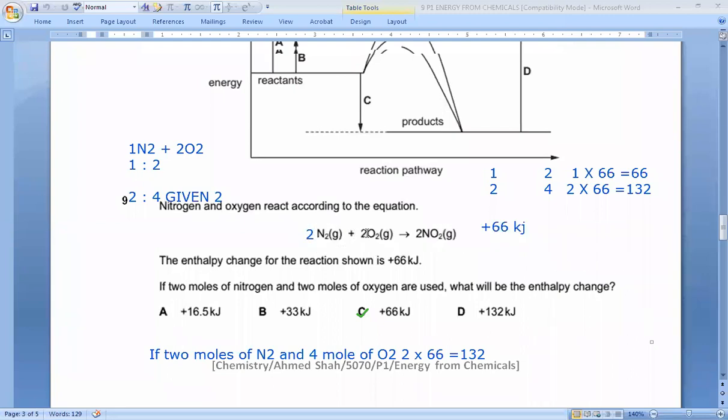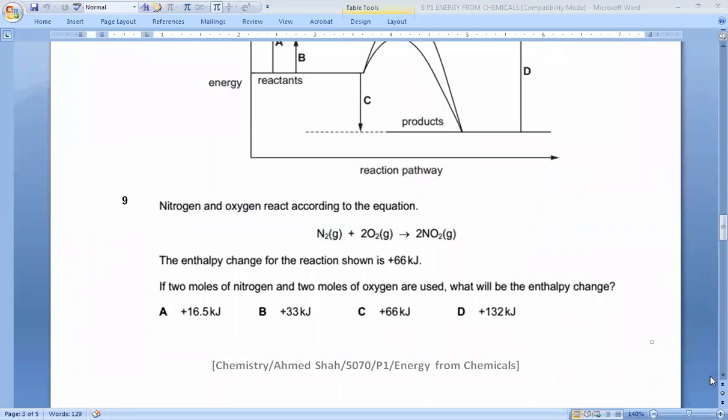One thing is greater, it looks like a limiting reactant. One nitrogen combined with two oxygen, so 2 moles of nitrogen combined with 4 moles of oxygen. But the question is given 2 moles of nitrogen, 2 moles of oxygen. There is no change in answer. But if 2 moles of nitrogen combined with 4 moles of oxygen, then we can say that 132 kilojoule energy should be given.